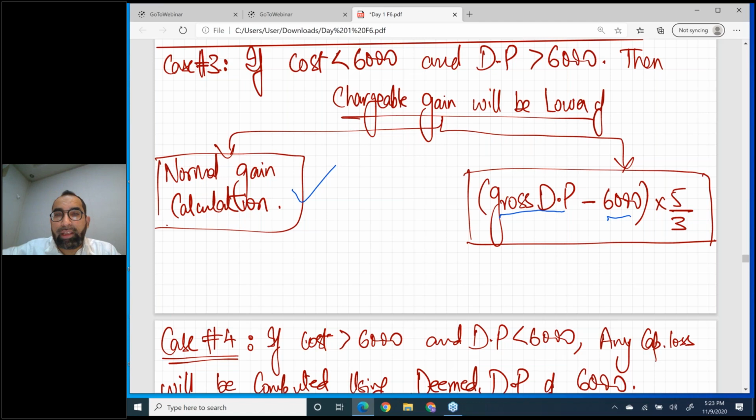I repeat. If cost is less than 6,000 and DP is greater than 6,000, then open your eyes. Then you must be alert. Then you have to do two workings. The first working is normal gain computation. And the second working is this: gross DP minus fixed 6,000 multiplied by 5/3. Now compare these two amounts. Whatever will be the lower amount, that will be your chargeable gain.